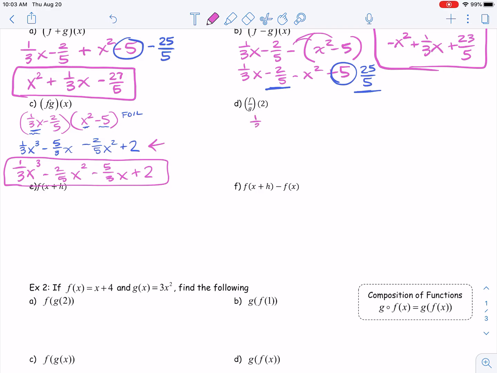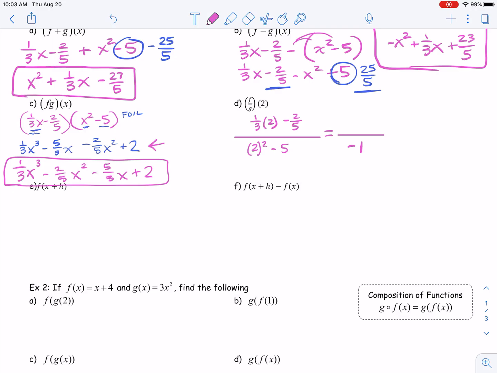So that's 1/3 times 2 minus 2/5 divided by g of 2. That's x squared, so 2 squared minus 5. This next step I'm going to do is try to simplify as much as I can. My denominator is going to be really easy to simplify. I know that 2 squared is 4, and 4 minus 5 is a negative 1.